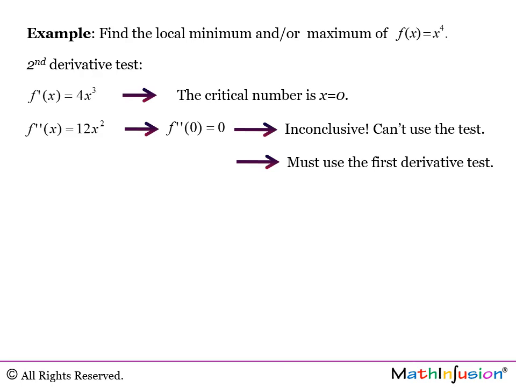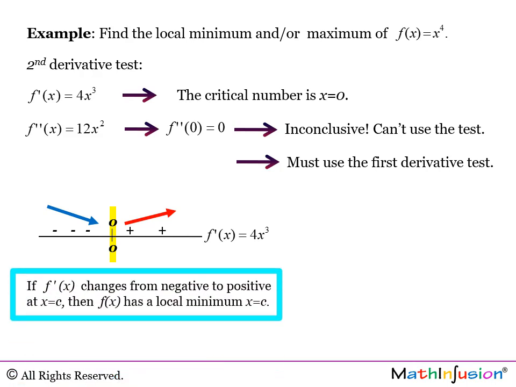I'm going to use the first derivative test. If you do the first derivative test, which is pretty easy, if you look at the very simple first derivative being 4x cubed, we get that the function is decreasing and then increasing, and we conclude that it has a local minimum at x equals 0.